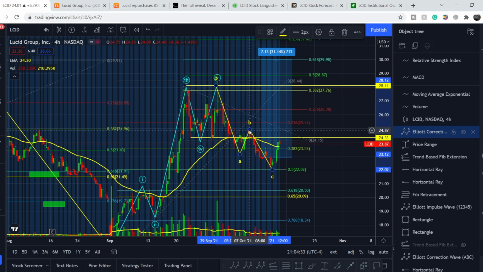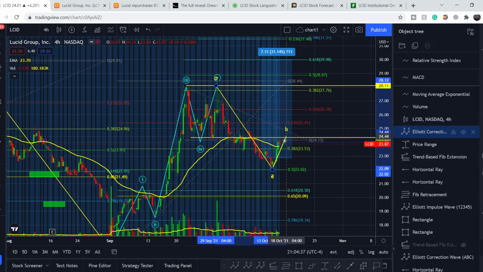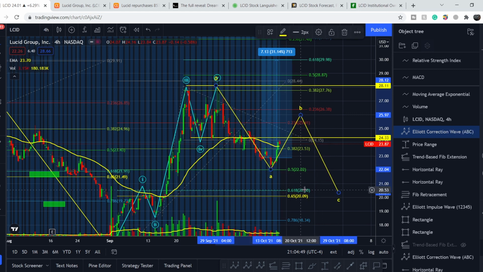The other case is like this. We have this as our A wave. Somewhere here we might have our B wave, and potentially our C wave. Let me show it to you. Our C wave might be even lower, and in this case we might hit the range of $20. It is a golden pocket.